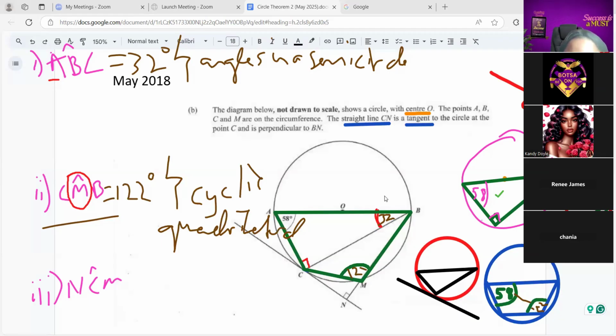Okay, let me see. Why take away and not add? What am I adding for? So remember, opposite angles in a cyclic quadrilateral must add up to 180 degrees. So if you know one of the two angles, to find the other angle that would add up to 180 with that given angle, you have to take away from 180 to figure it out. I hope that makes sense.